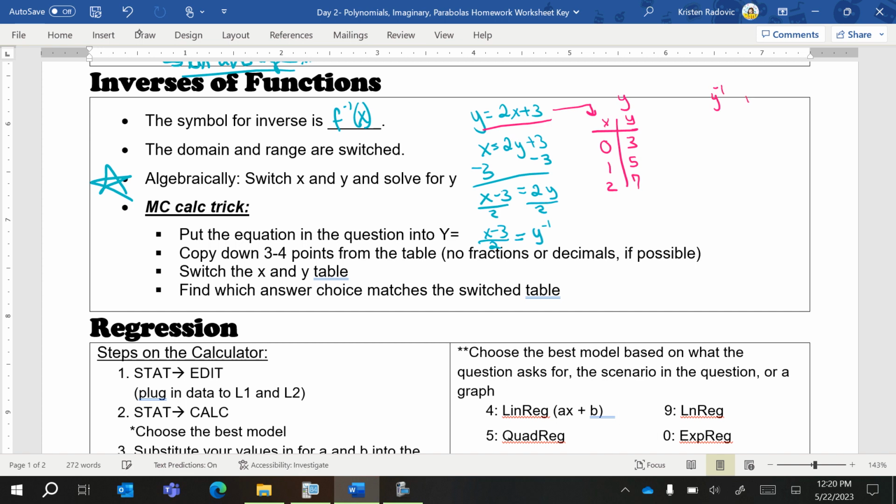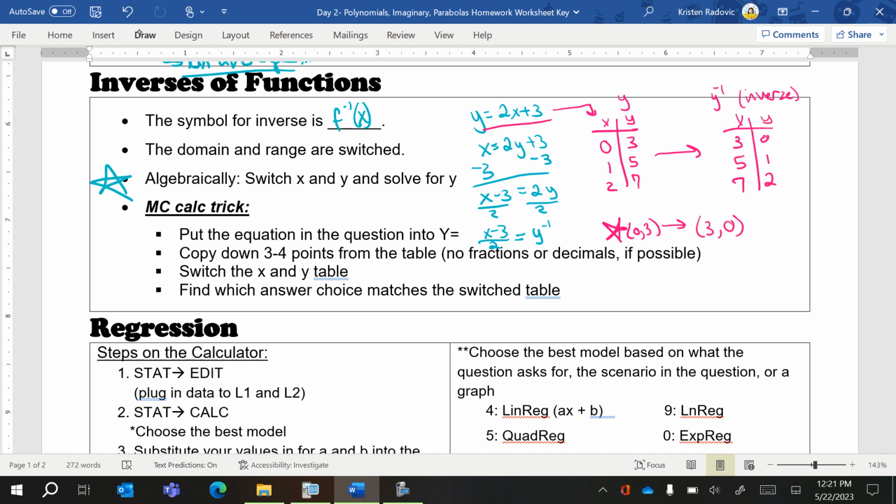Your inverse equation is just going to have flipped values. So in order to find an inverse, you just switch the coordinates. So if you have 0, 3, the inverse coordinate is 3, 0. And I'm going to say that's important for you guys to remember as well. So we have 3, 0, we have 5, 1, and instead of 2, 7, now we have 7, 2.